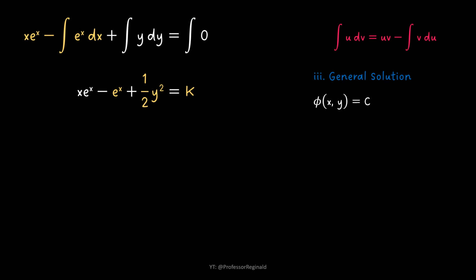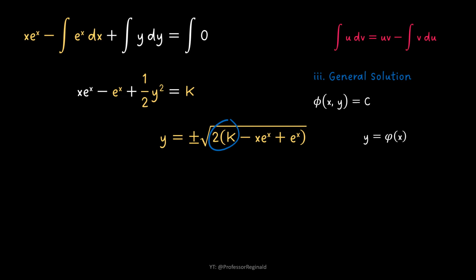Finally, find the explicit form of the solution, if possible. Note that 2k is also a constant, so write it as c. Hence, this is the general solution of the differential equation.